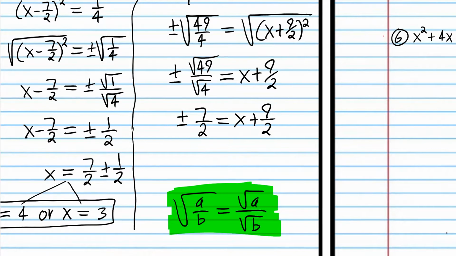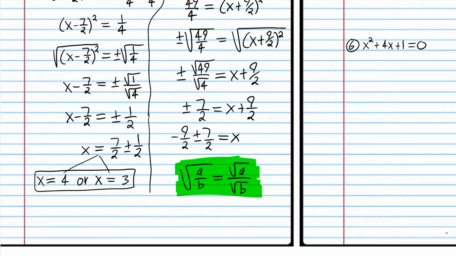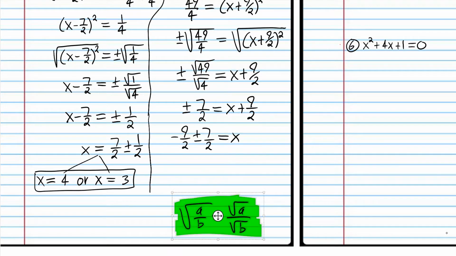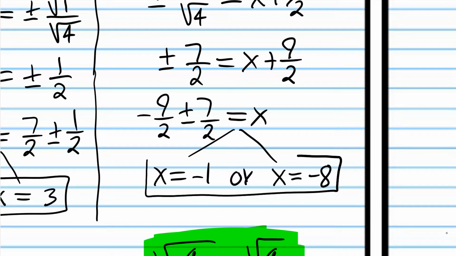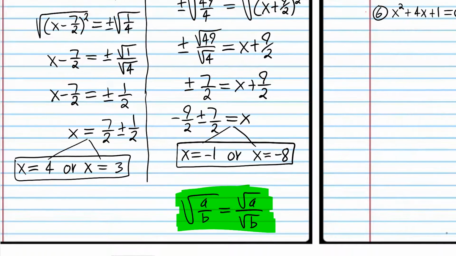And then we're going to subtract 9 from both sides. And now we're ready to separate. So x can be negative 9/2 plus 7/2, which is negative 1, reduces to negative 1. Or it can be negative 9/2 minus 7/2, which is negative 16/2, which gives us negative 8. So if you got those answers and you use the completing the square method, good job.